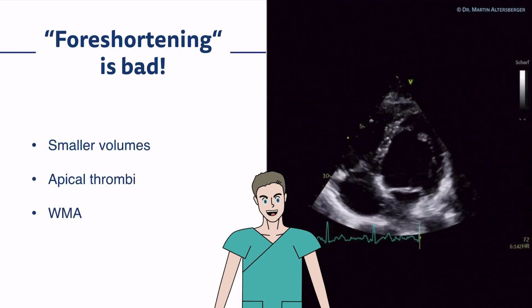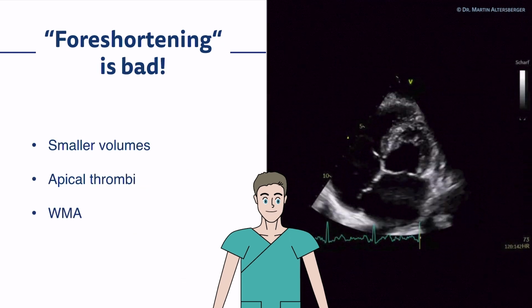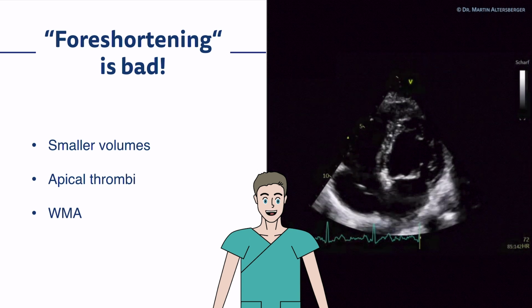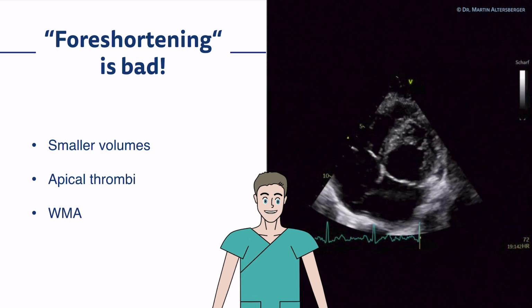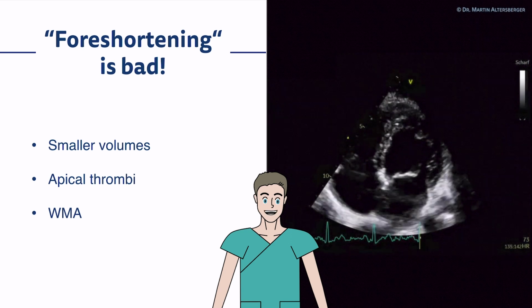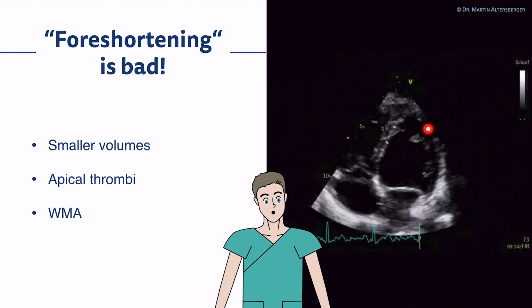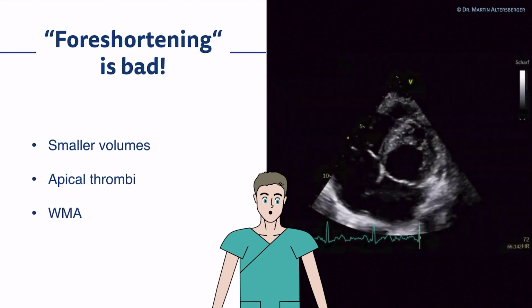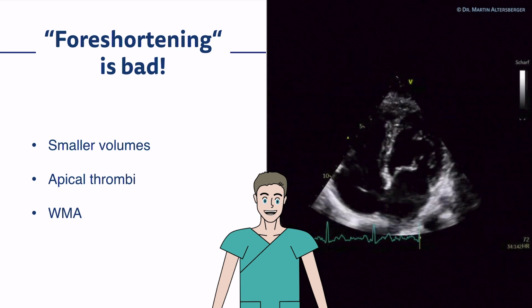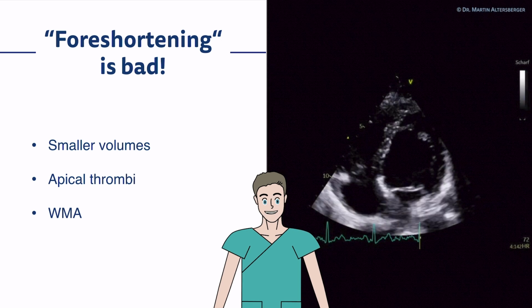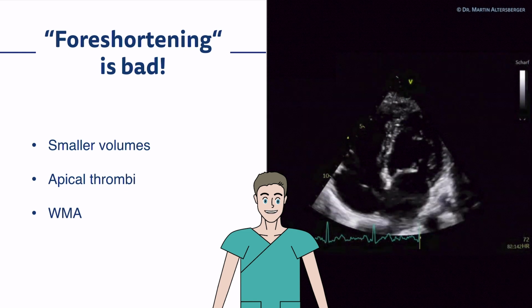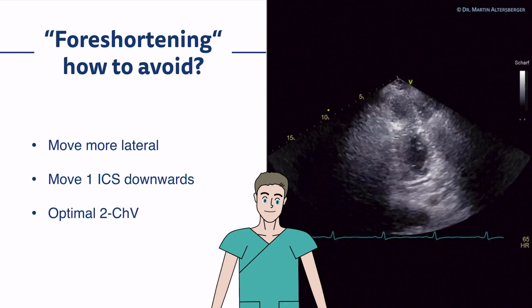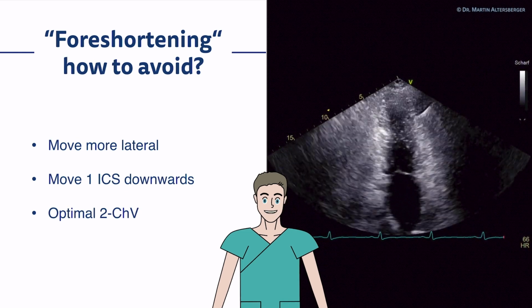Yes, foreshortening is bad, of course. Here in this very severe example of foreshortening, we have really small left ventricular volumes. We overestimate ejection fraction. We do not see the apical region, so we do not see wall motion abnormalities. We do not see thrombi, and we do not see, for example, an apical hypertrophy or also hypertrabeculation. So keep in mind, foreshortening is truly bad. How to avoid it? Move one intercostal space down.